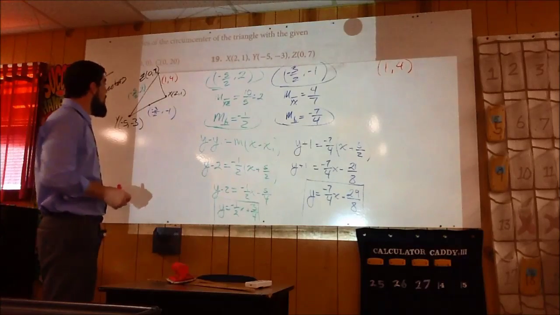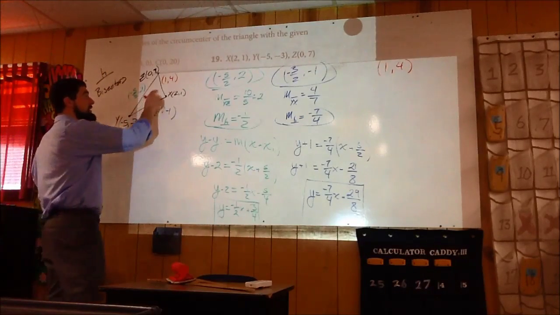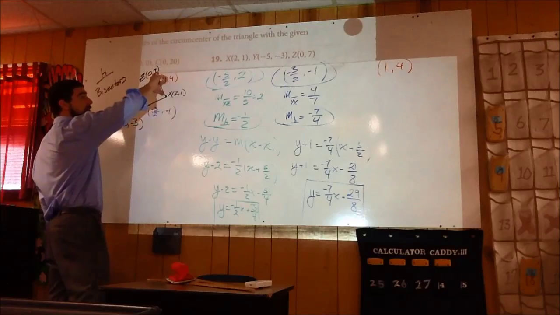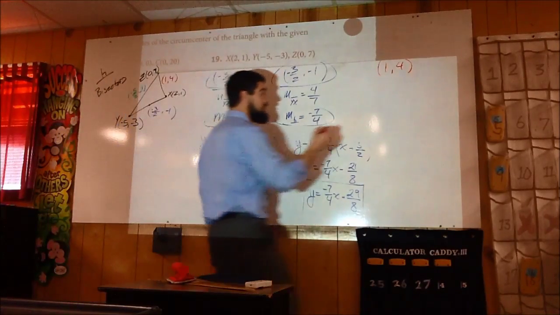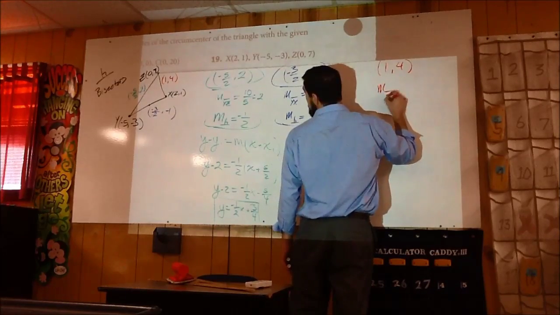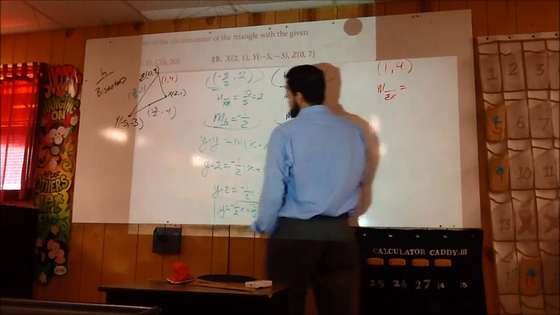We're going to keep going on. Now the last one. It's the perpendicular bisector of this segment, segment ZX. It has to go through the midpoint. So I'm going to first find the slope of segment ZX, and that it's negative.